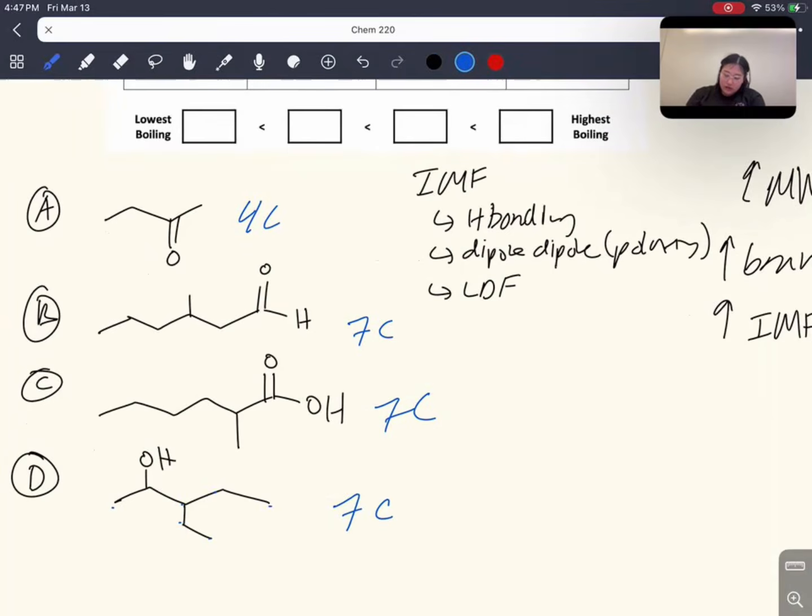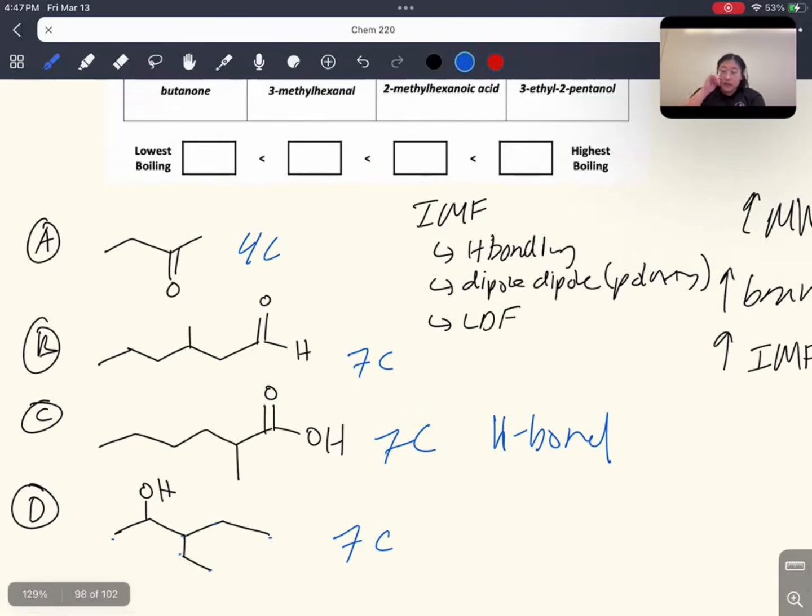Okay, so the first thing I'm thinking is, which of these can hydrogen bond with itself? And the only one that can do that is C, right? So C can hydrogen bond, making it the highest boiling point, right? Because hydrogen bonding is greater than your polar molecules, right? So D would be the highest. Sorry, I meant C. Because C can hydrogen bond, it would be the highest.